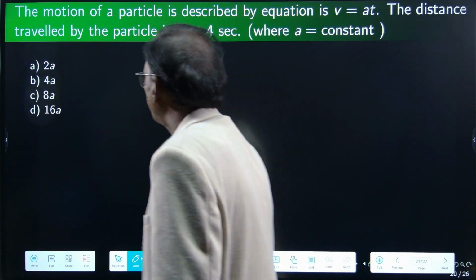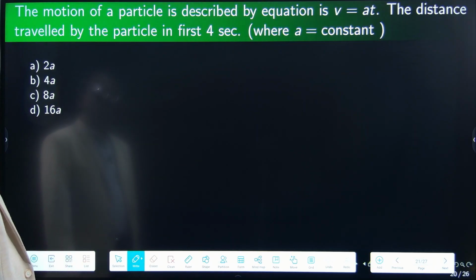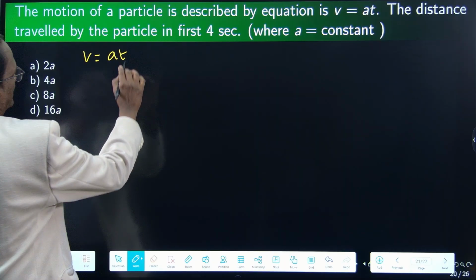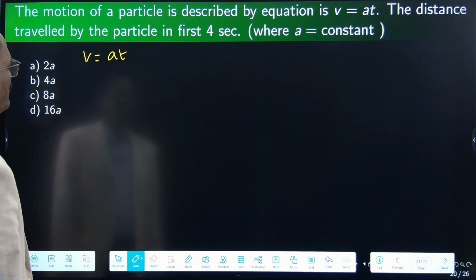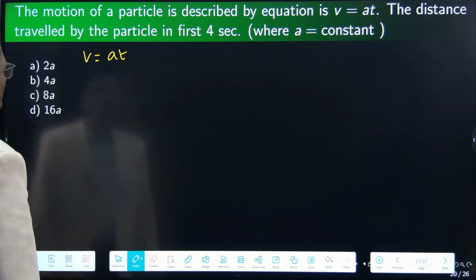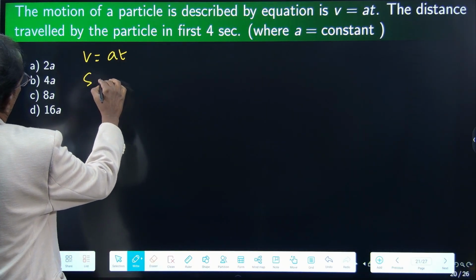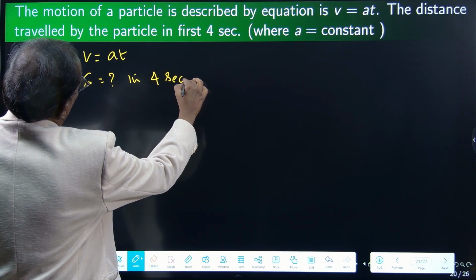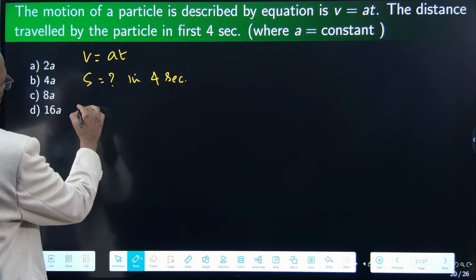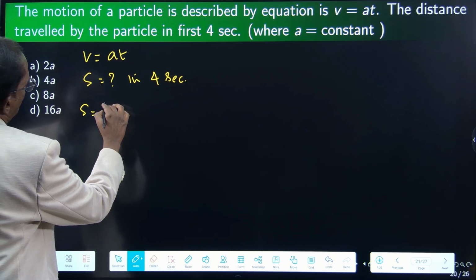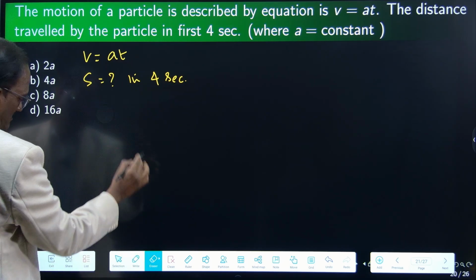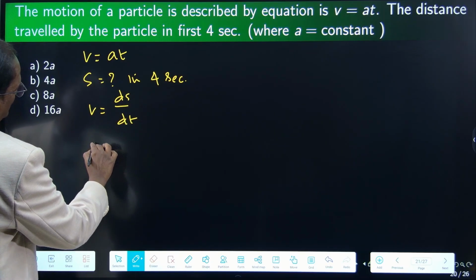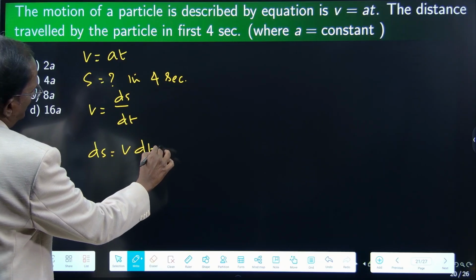So next question. The motion of a particle is described by the equation V is equal to A into T. Find the distance travelled by the particle in first 4 seconds. S is equal to what in 4 seconds? Easy. V is equal to ds by dt. ds is equal to V into dt.